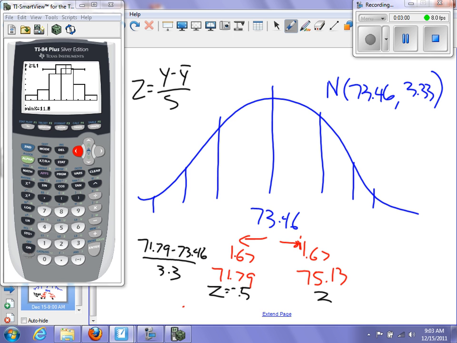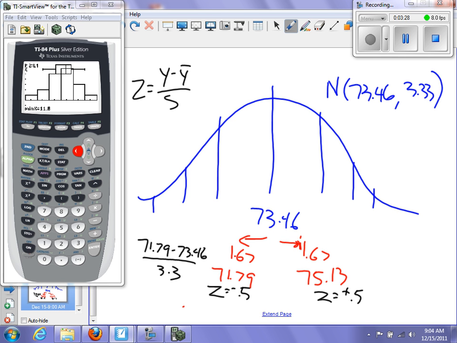Okay. And I'm going to go way out on a limb and say that our z-score for this one here is going to be positive 0.5. You can calculate it, but I will go so far as to guarantee it. Because if I'm going 1.67 that way, and it's taking me half a standard deviation, if I go 1.67 that way, it's going to take me half a standard deviation. So is everybody okay with that?